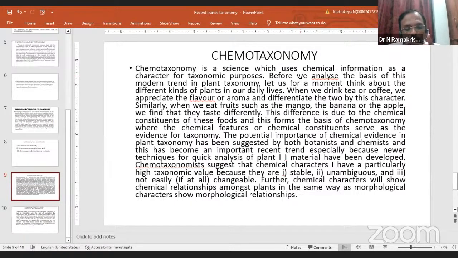Some of them, like Artabotrys, one plant is there. You see that plant produces hook-like structures. Hook-like structures. So these are all special types of characters of that family.